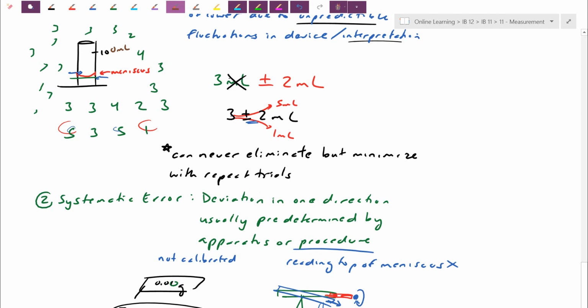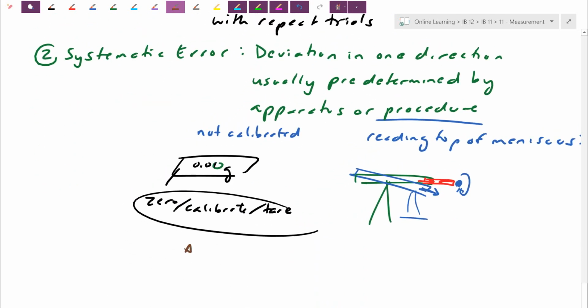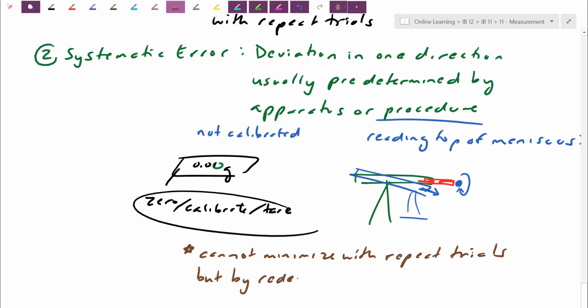And no matter how many trials you do, I wouldn't know unless I tested it against another grad cylinder, unless I did another experiment to figure out, is this really 10 or is this actually 100 milliliters? I would never know that all my values are off. So that's one good way of identifying a systematic error. In this case, we cannot minimize it with repeat trials. You can do the experiment as many times as you want, but if I didn't know my procedure was off, my equipment was off, I would never know. So in this case, in general, I'm just going to say we fix it by redesigning the experiment.